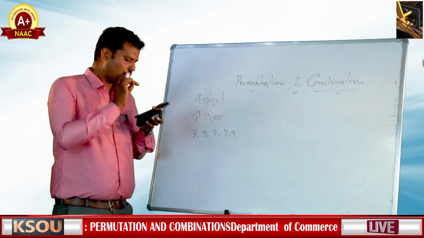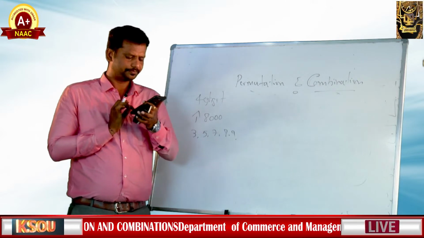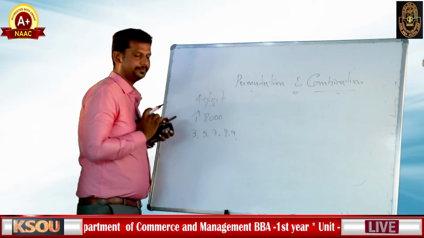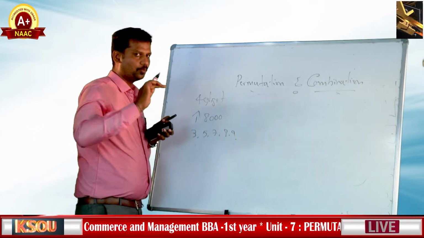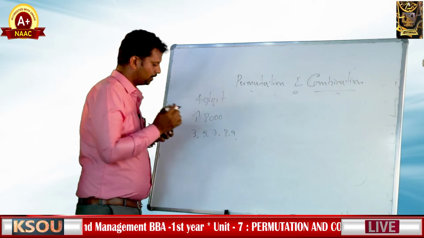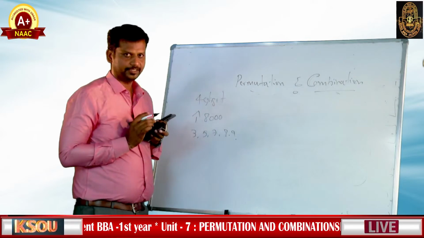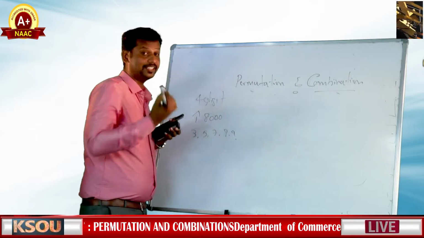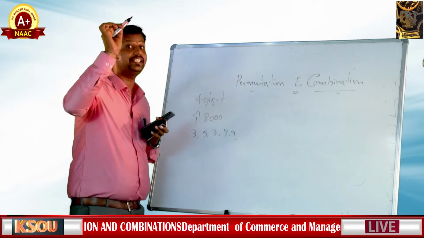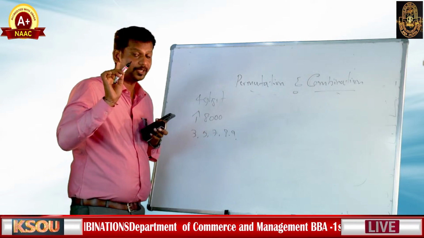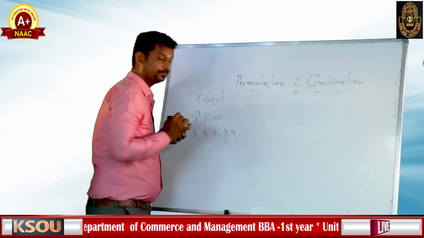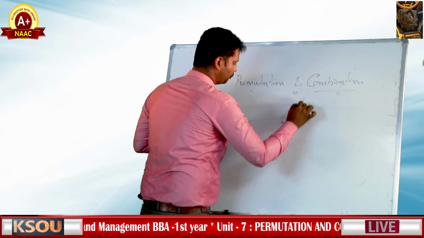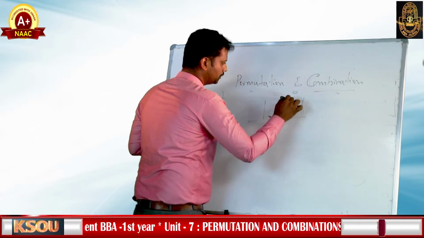Okay, so how do you solve the problem? Here the question is more than 8,000. So what can the first digit be? If you take 3, it becomes 3000. If you take 5, it becomes 5000. If you take 7, it becomes 7000. The question is more than 8,000, so in total there are 4 digits.